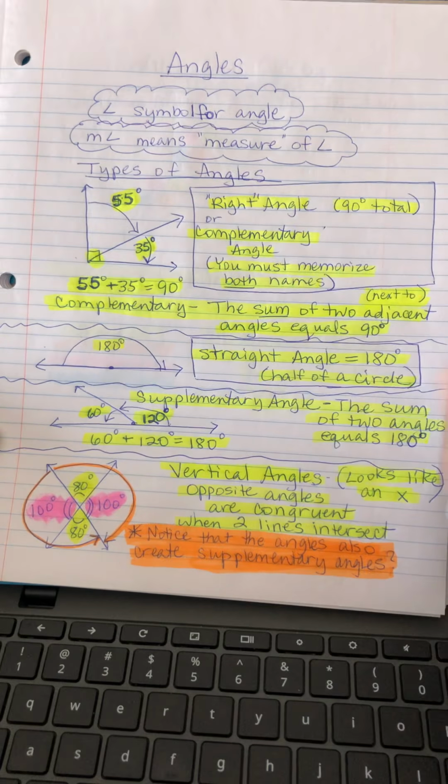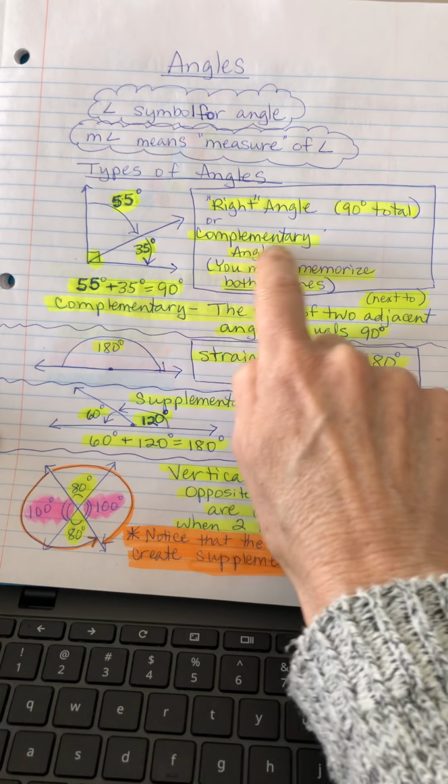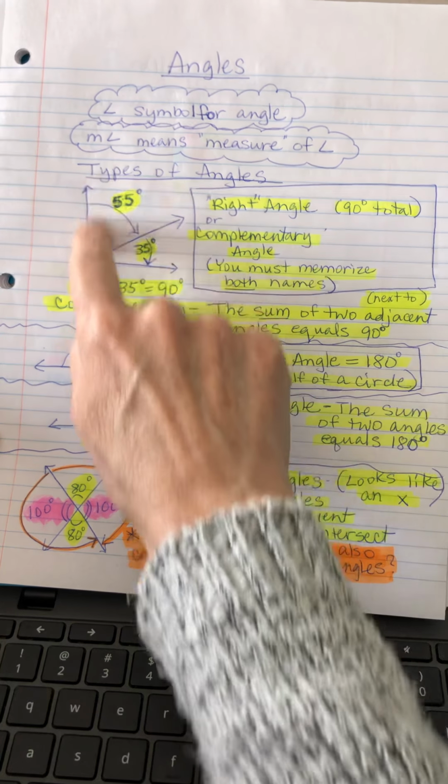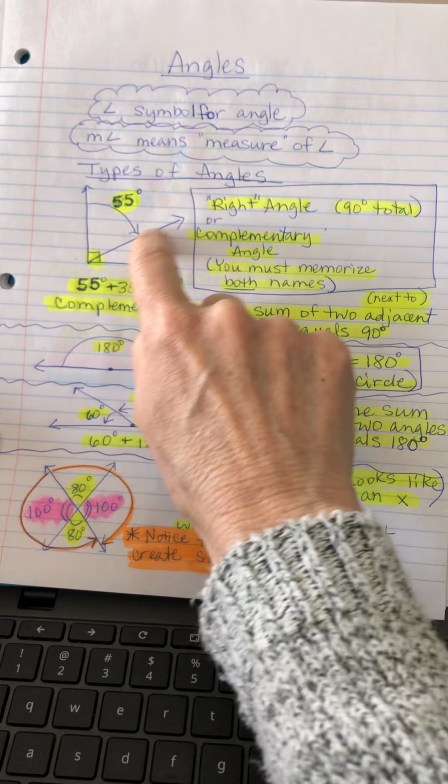Here are the types of angles. Do you see this? That's a right angle. Why? It's got the little square right there. That's a right angle, and it equals 90 degrees, that total angle. A complementary angle is also what we call this because we've got two different angles inside the right angle.